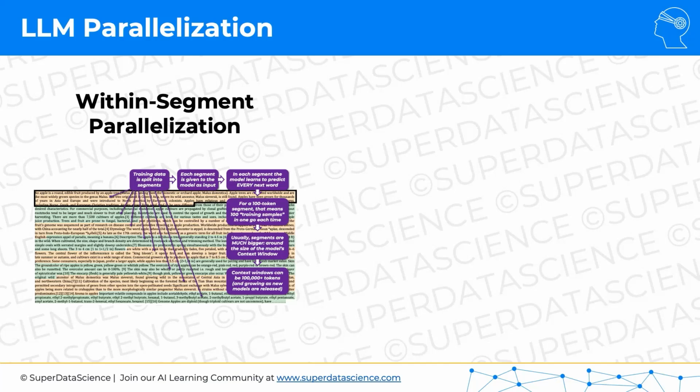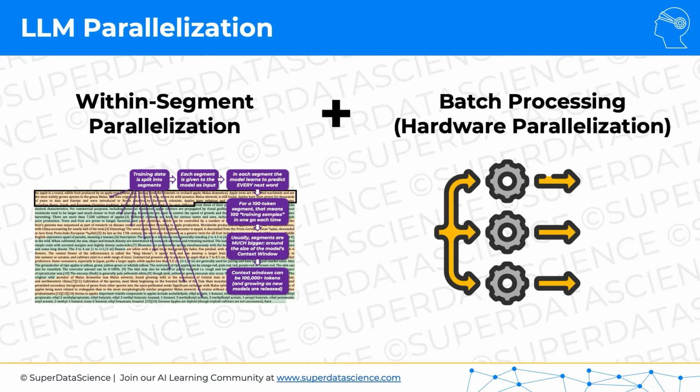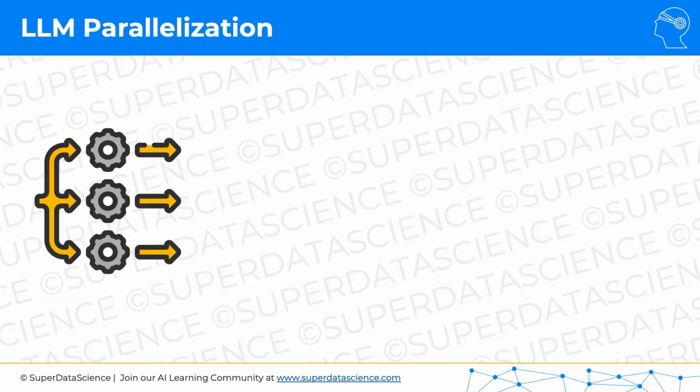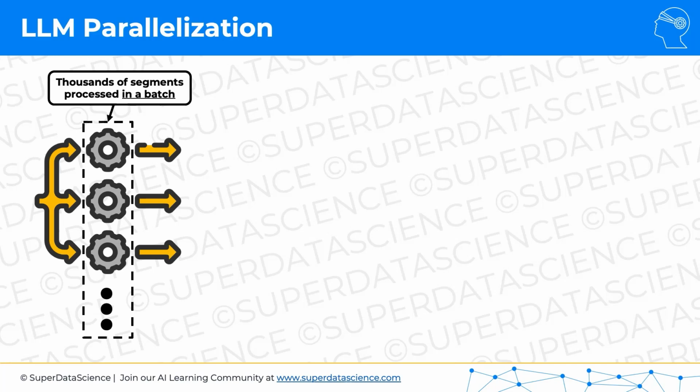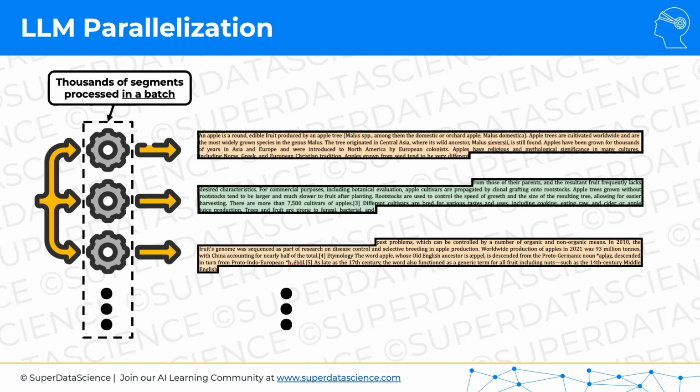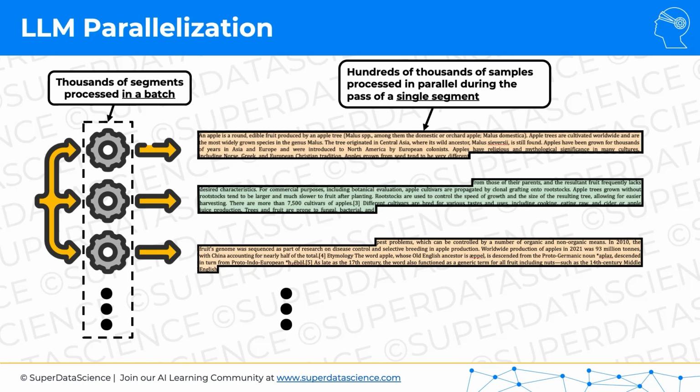And the second type of parallelization is our usual batch processing or hardware parallelization. So here we've got our hardware. There can be lots and lots of different GPUs that we're training on. So there can be thousands of segments that are being processed within one batch. And then within each segment, there can be hundreds of thousands of samples being processed in parallel during the pass of a single segment. So we get the best of both worlds. We get batch parallelization, which is based on hardware, and we get within segment parallelization, which is based on the inherent architecture of the GPU or the transformer.